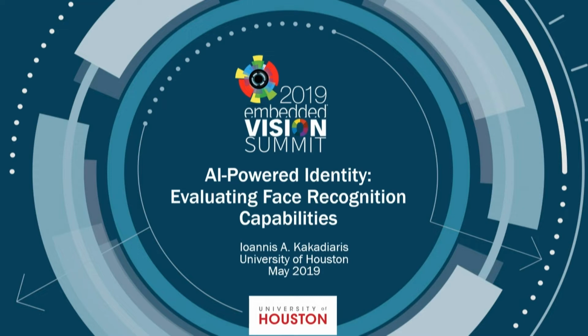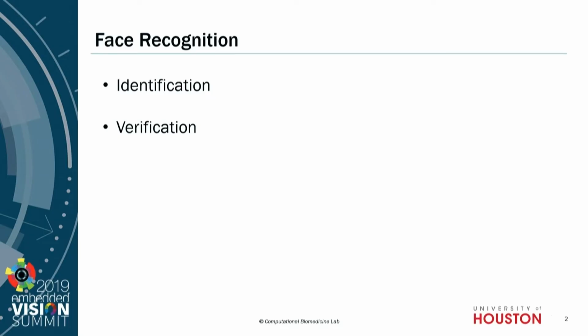So let's stipulate, for the purpose of this discussion, that you have identified that for your application, you're going to use face recognition, either for identification or verification. By the term identification, I refer to the process of assigning an identity to an individual depicted in an image. And by the term verification, I refer to the process of checking whether two images are acquired from the same individual.